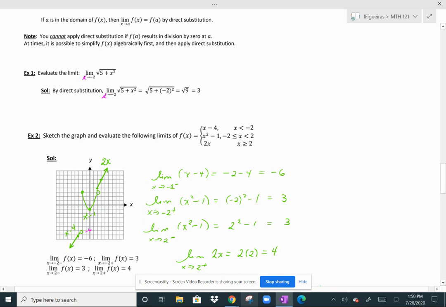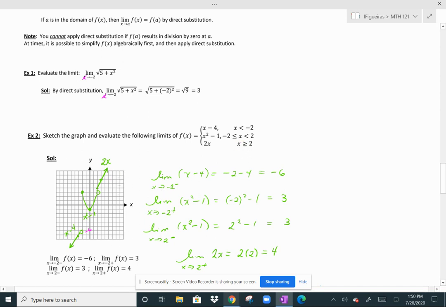And then when you plot 2x, make sure you start with 2. Pick a number greater than 2, such as 3. Connect the 2 points, and here we get our 2x part of the graph. All right, so now that we have a visual, we're going to evaluate our limits.